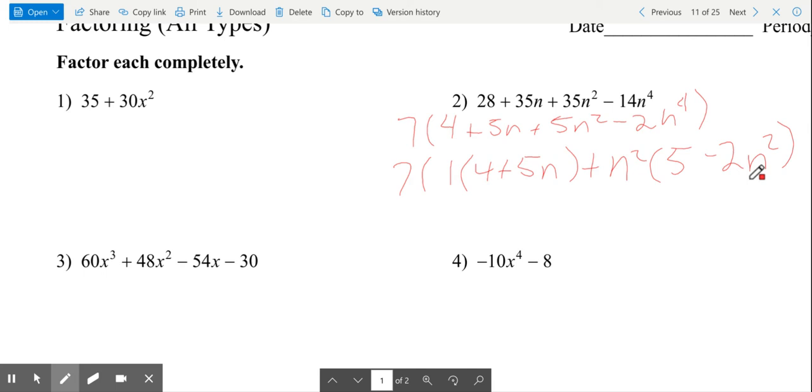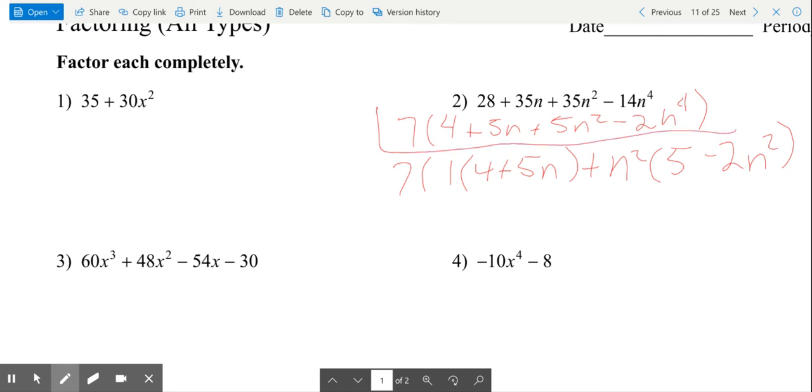These are not the same thing, which means that factor by grouping is actually not going to work in this case because these two parentheses are not the same. So I would say, okay, factor by grouping didn't work.